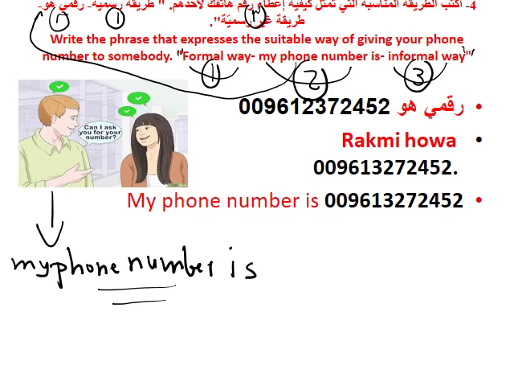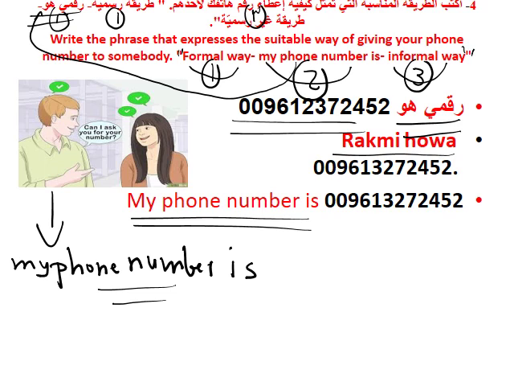So number 2 in the English question matches with the number 2 in the Arabic question. So the phrase that should be filled here is رقمي هو. So رقمي هو is this number, and then the last one is my phone number is. So my phone number is means in Arabic رقمي هو.